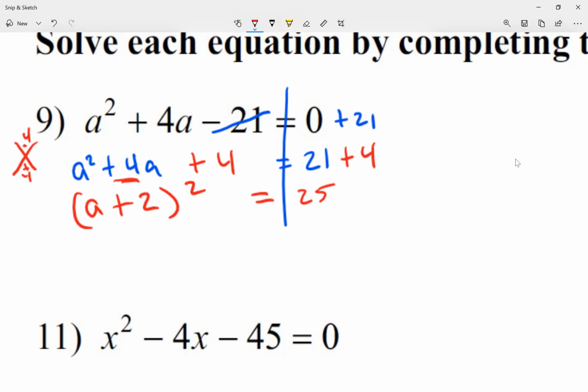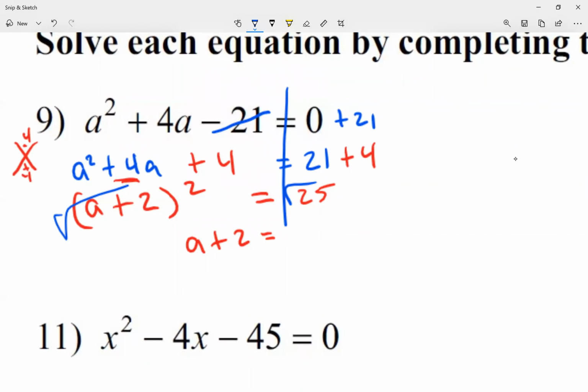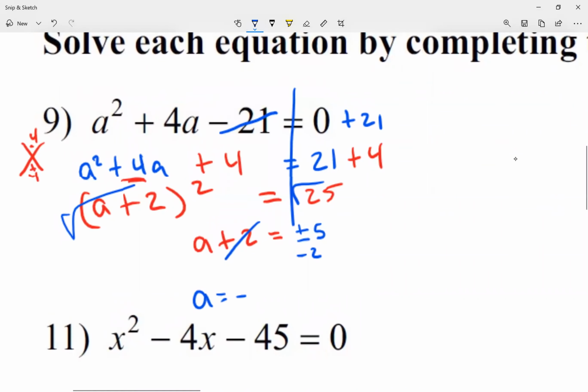Now, yesterday we said we can undo an exponent. I wish I could just write a plus 2, right? Undo the exponent. And yeah, we can do that as long as we do the square root on both sides. So I have a plus 2 is equal to, for this moment, let me write positive or negative 5, right? The square root of 25 is positive or negative 5. All right, now I want the a by itself. So the plus 2, let me move it over. So I'm going to say a is equal to negative 2 plus or minus 5.